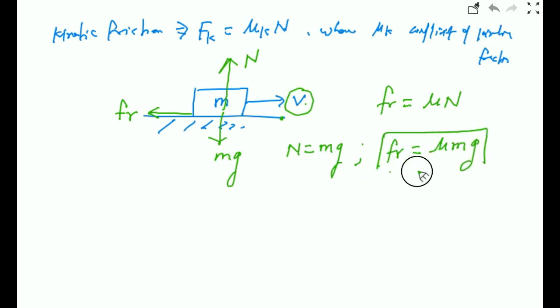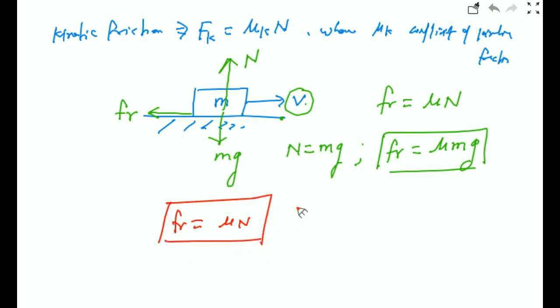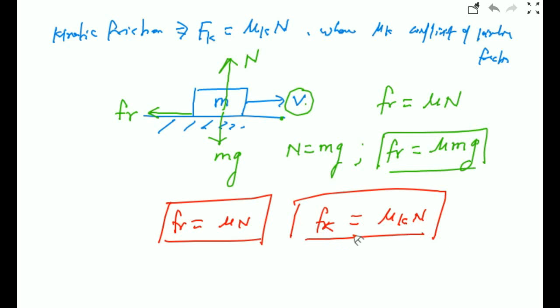But the general formula of friction force is mu into N. When the particle is in motion, the friction force becomes kinetic friction, which will be mu_k into N. Now let's discuss static friction. Static friction means the particle is not moving, just a tendency to move.